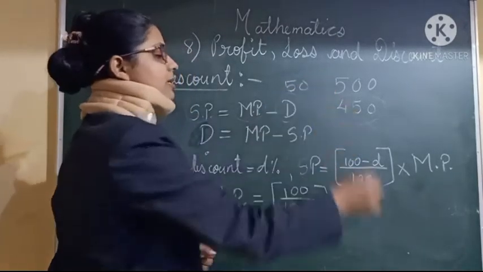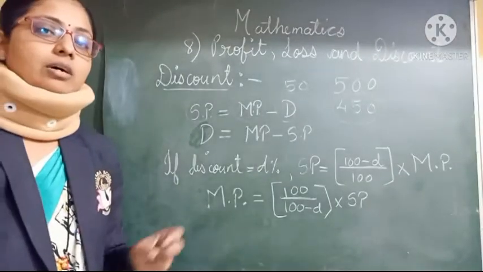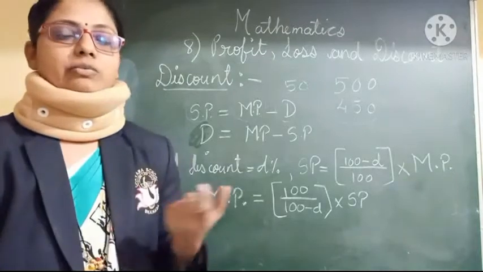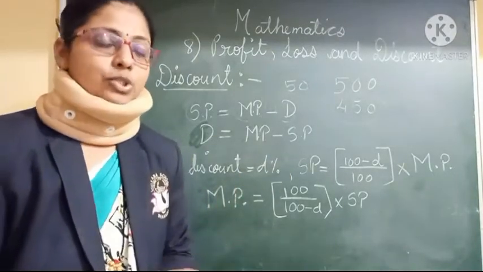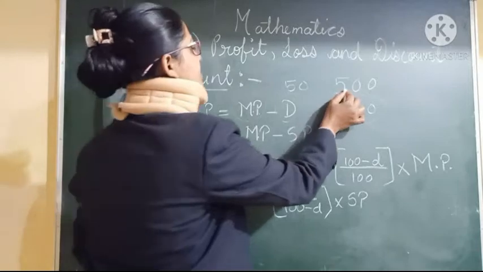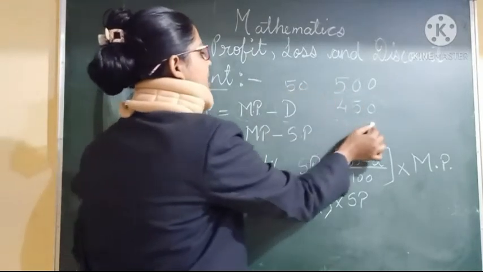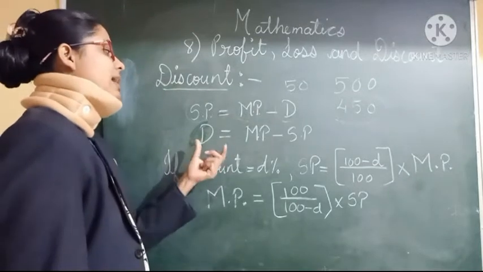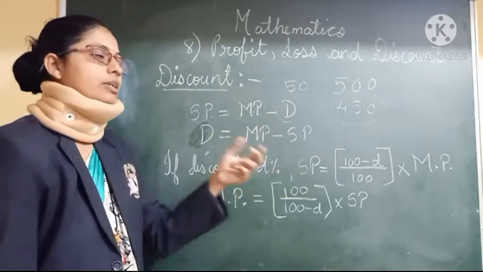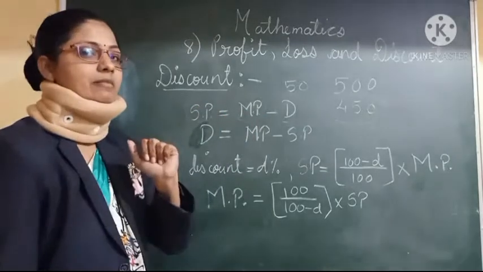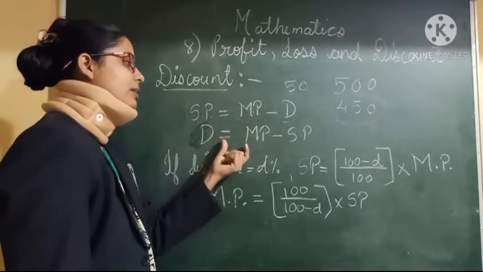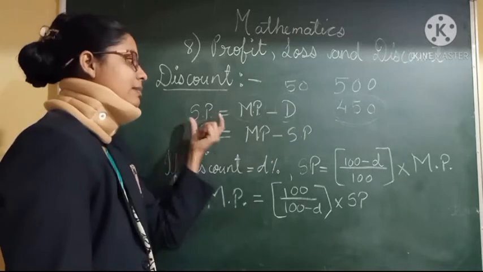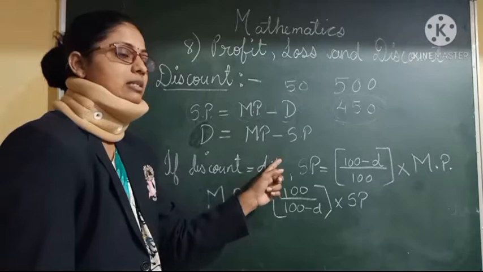50 rupees. Okay. So on whatever 500 rupees dress there is, it will get 50 rupees discount. If we subtract 500 minus 50, we get the selling price as 450. So how will we find the discount if selling price and mark price are given? Definitely discount equals mark price minus selling price. When the selling price goes to this side, it will be subtracted.